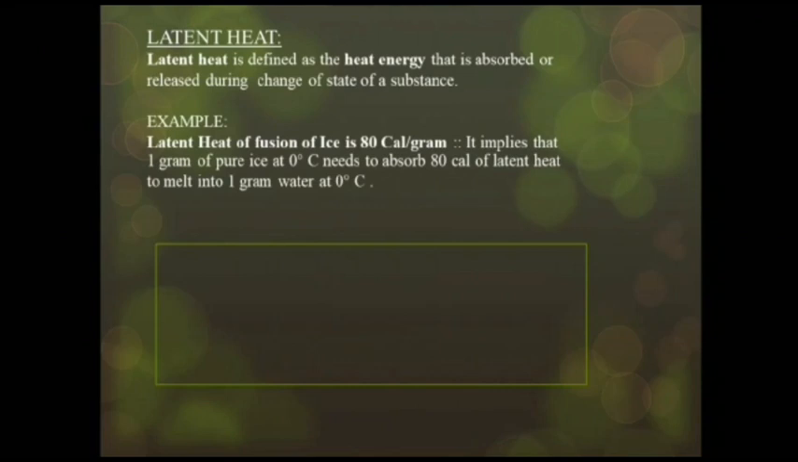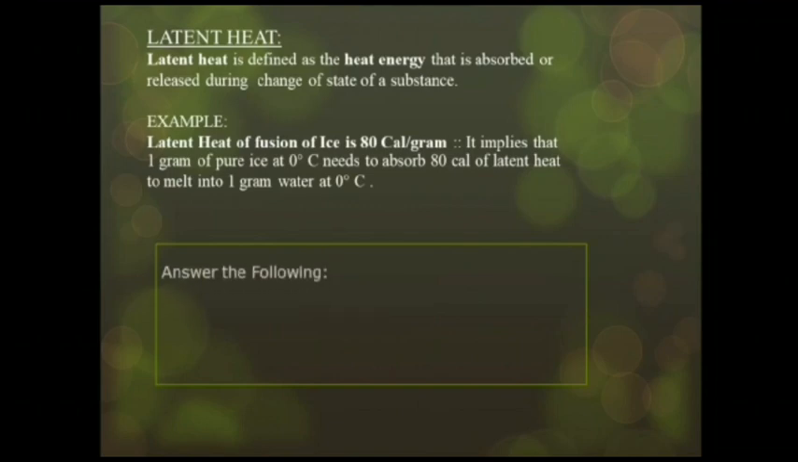The question says that the latent heat of fusion of ice is 80 cal per gram. It implies that 1 gram of pure ice at 0 degree centigrade needs to absorb 80 calories of latent heat to melt into 1 gram of water at 0 degree centigrade.